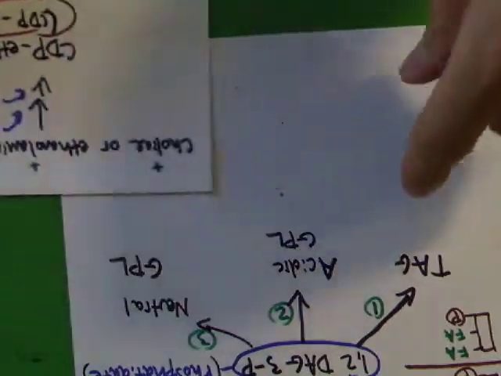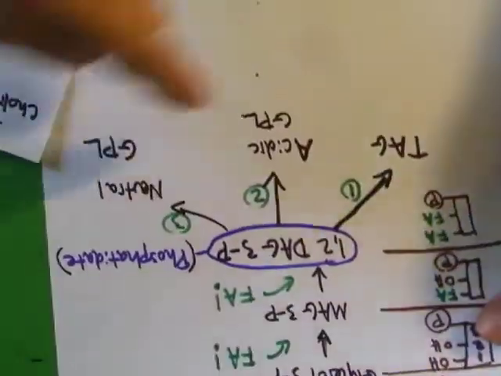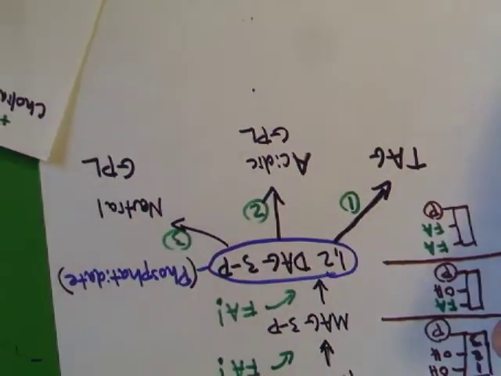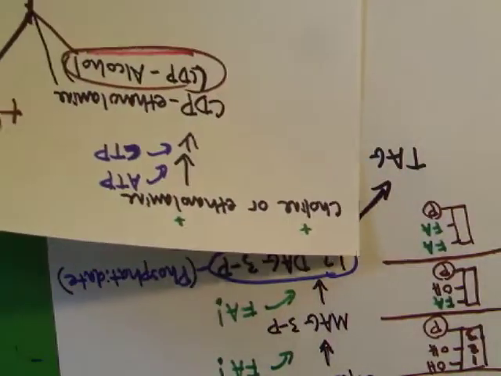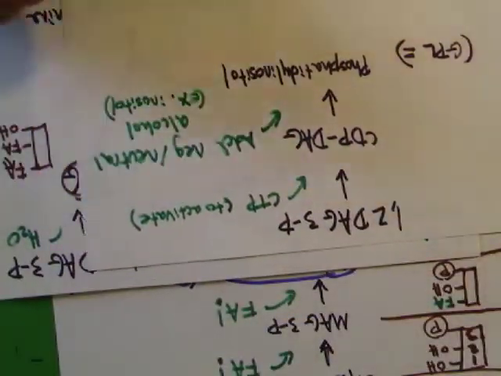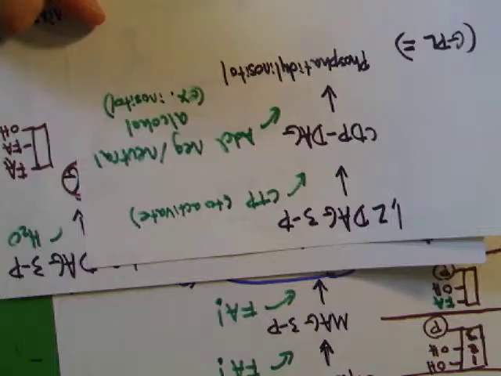So practice writing this whole thing out, writing out the different options. You can look at the old test for examples of how he asks it. What he usually wants you to know is mainly if you're activating the alcohol or if you're activating the 1,2-DAG-3P.